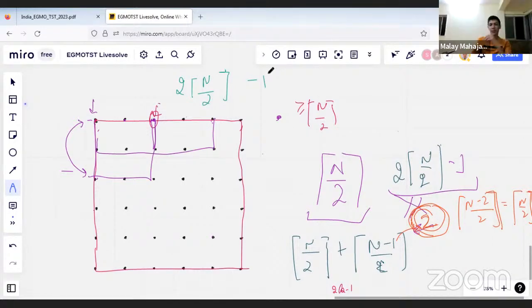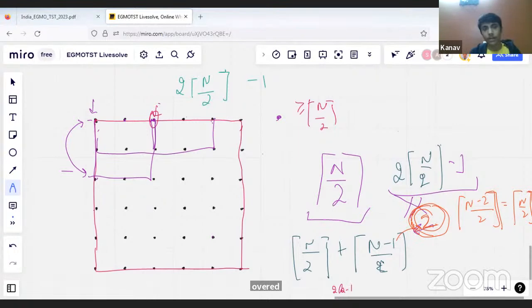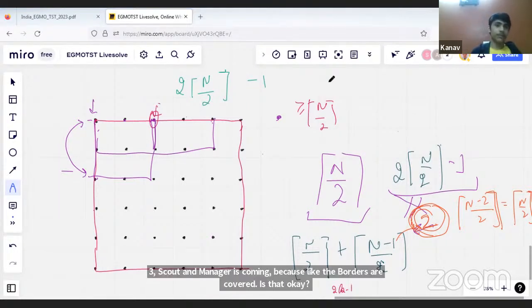Is the n/2 coming because the borders would be covered? What do you mean? Like here you want n/2 plus ceiling of (n-2)/2. Here this n-2 is coming because like the borders are covered. Is that the thing? Yeah, we're trying to remove borders.